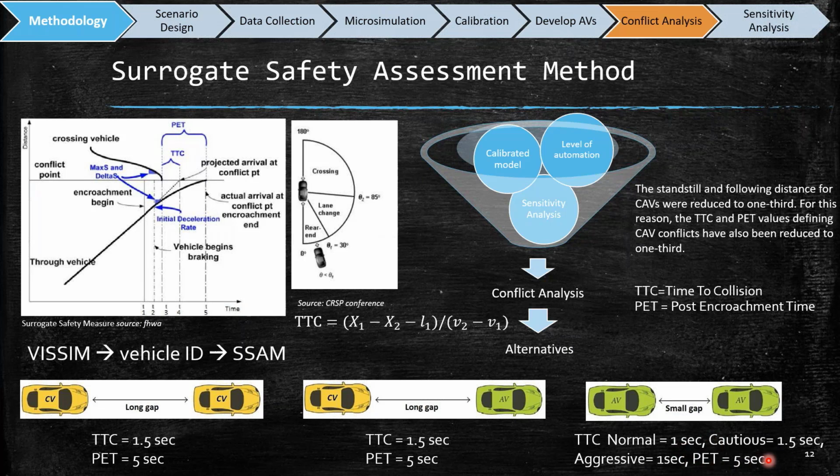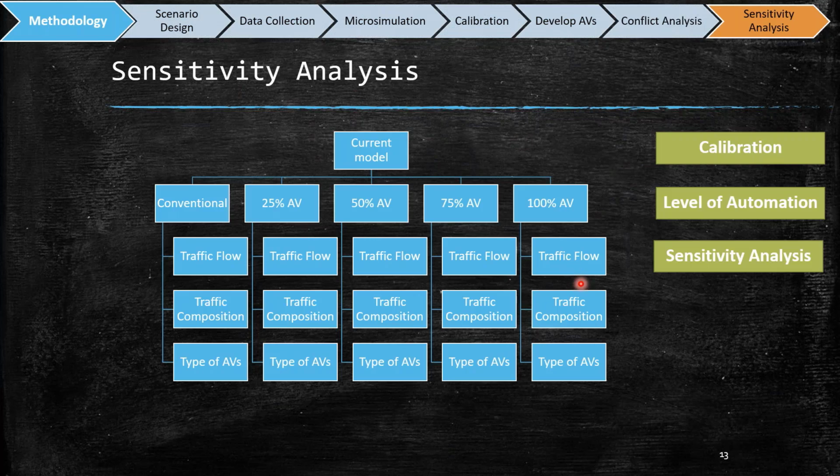It doesn't have an impact on this case, and we consider it as a constant value of 5 seconds for all of them. But as you see, for the conventional vehicles, when they follow another conventional vehicle, or maybe when they follow the AVs, we evaluated based on TTC 1.5. And at the end, we do the sensitivity analysis for the traffic flow, traffic composition, and different types of AVs, and investigate the penetration of the different levels of automation.